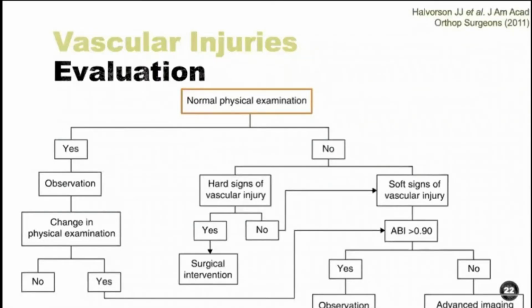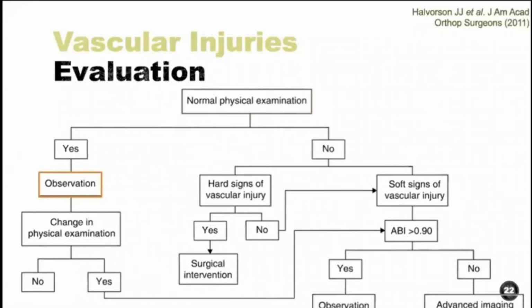So this algorithm, which is taken from this Halverson paper in the Journal of the American Academy of Orthopaedic Surgeons, really sums up the evaluation and management of patients with extremity trauma and a suspected vascular injury. Note that patients who have a normal physical exam can be managed conservatively with observation without additional imaging. That's what you see over on the left. And remember that patients with vascular injuries can have evolution of their exam.